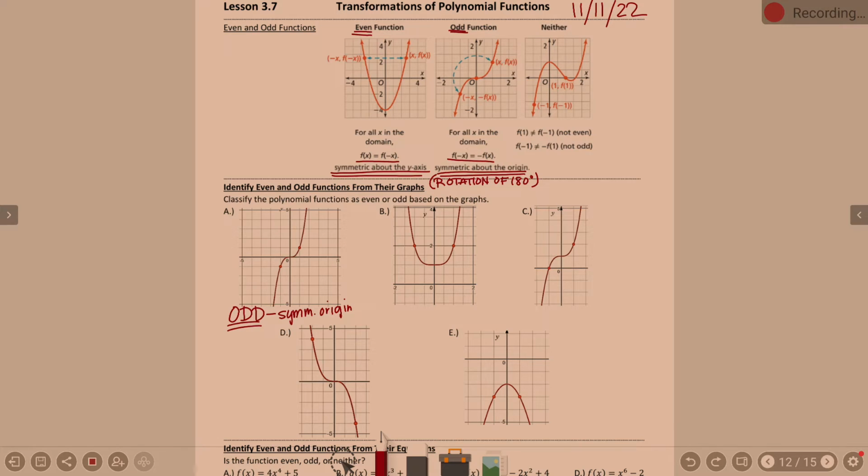You don't even have to explain, I don't think, on homework or anything. It's just even, odd, or neither. I'm just putting an explanation down for the benefit of us. Okay, what about example B?